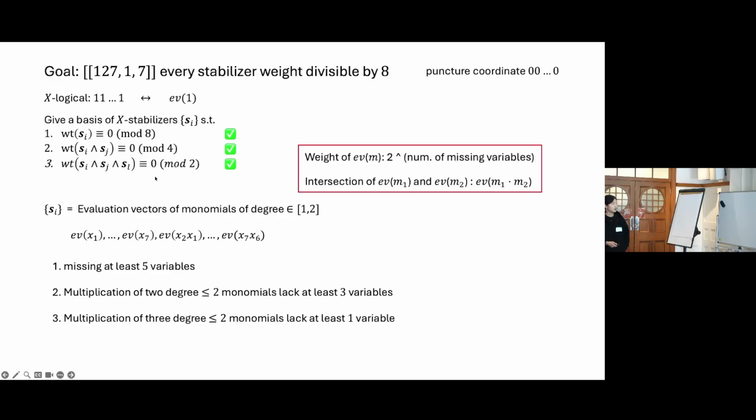Okay. So these are the codewords, X stabilizer and X logicals of these codes. The Z stabilizers, if you derive a basis of it, you can see it's something like this. Again, degree 4 times degree 2 is degree 6, so you will lack 1 variable, and so they commute.